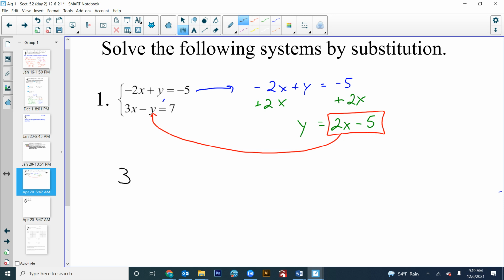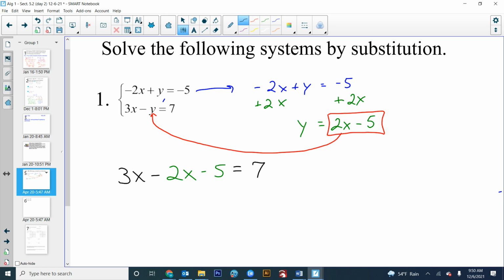We get 3x minus 2x minus 5 equals 7. What's wrong with that? Matthew. It's a negative 2x, not a positive, since on the y equals, we have 2x minus 5. No, I just plugged in the 2x minus 5. I just plugged it in for the y, and the y is right there. Would the 5 be positive?